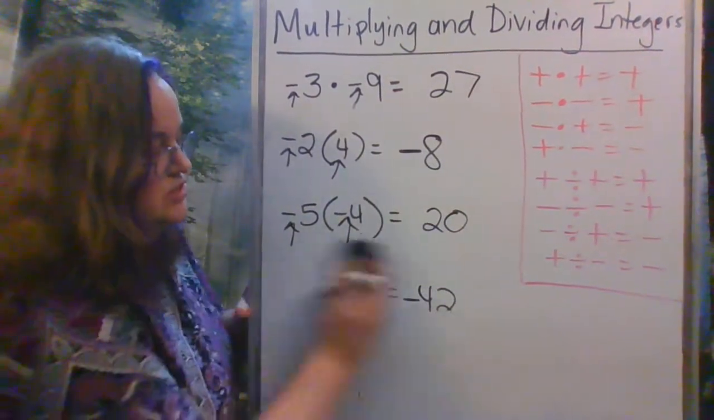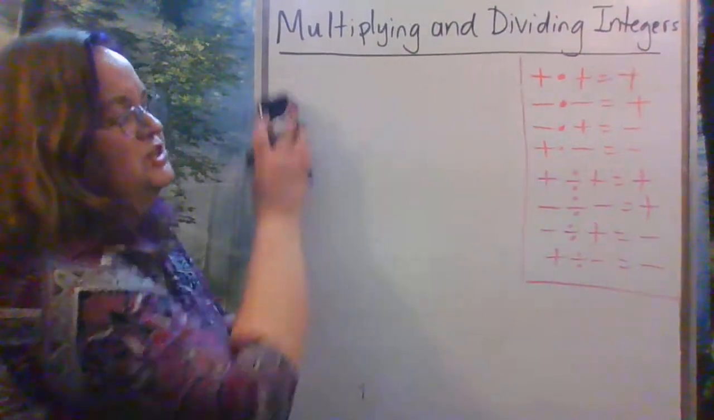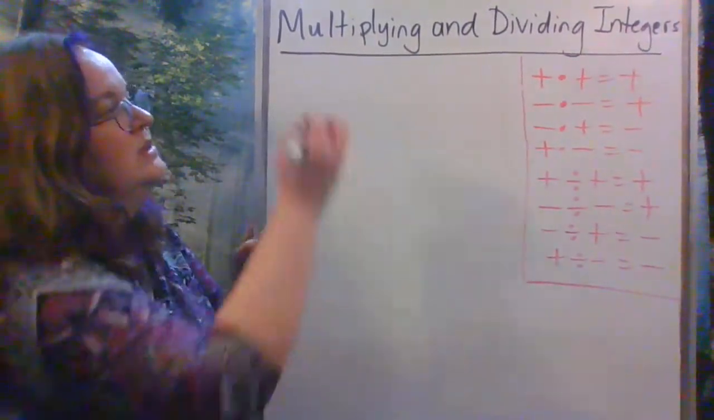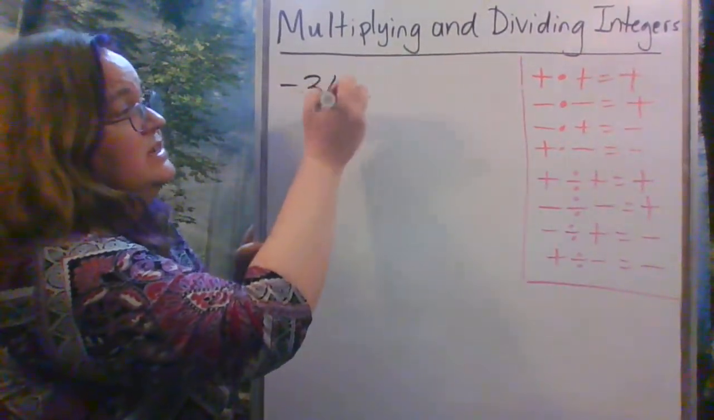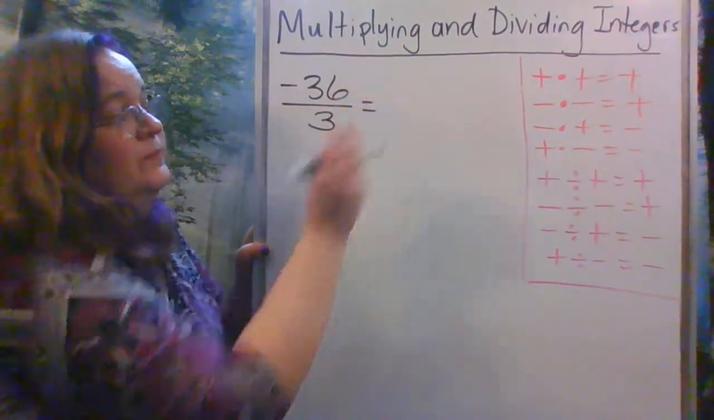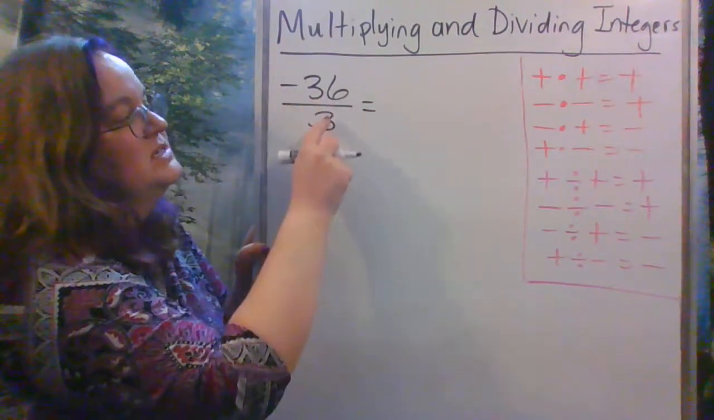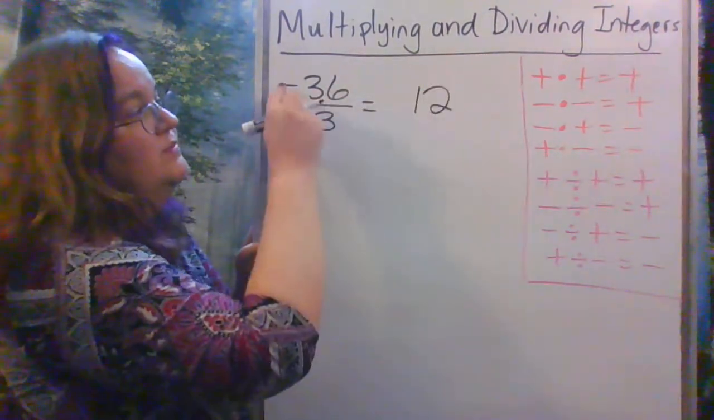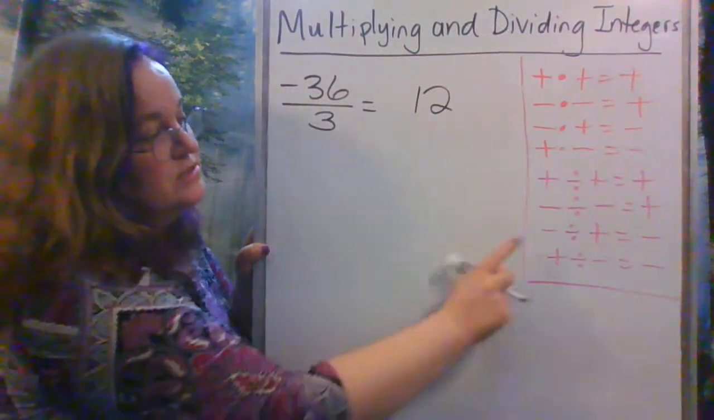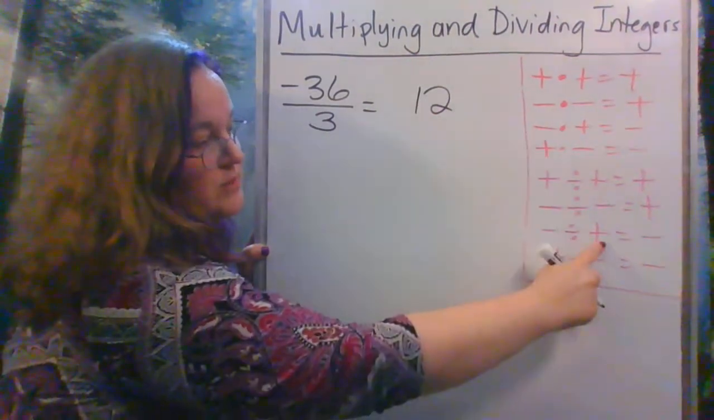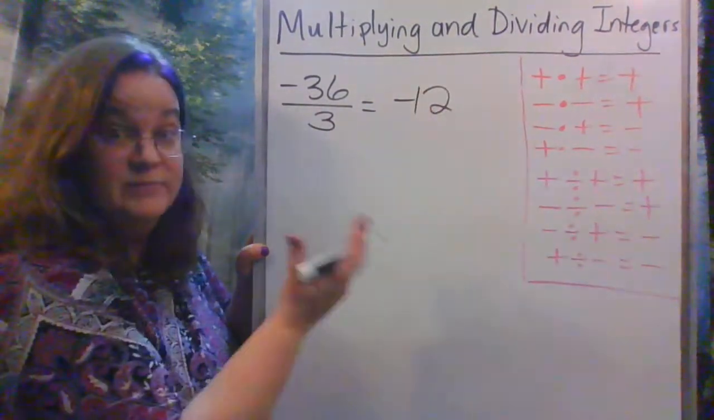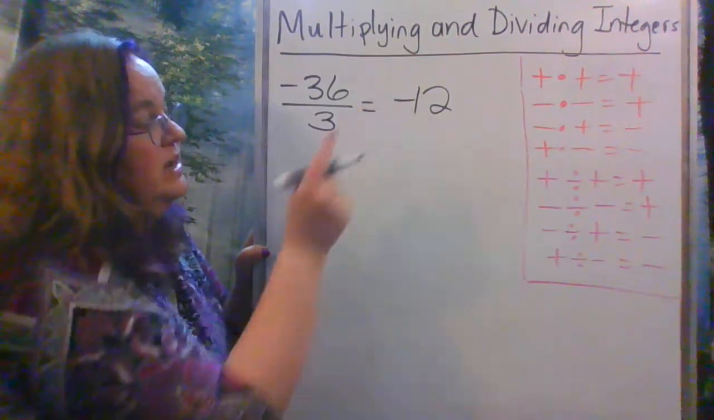So let's look at some division. Okay, the rules for division are exactly the same. So if I have negative 36 divided by 3, remember the fraction bar is a division sign. So 36 divided by 3 is 12. I have one negative, one positive. So one negative and one positive is going to come out negative. They're different signs, so it's going to be negative.